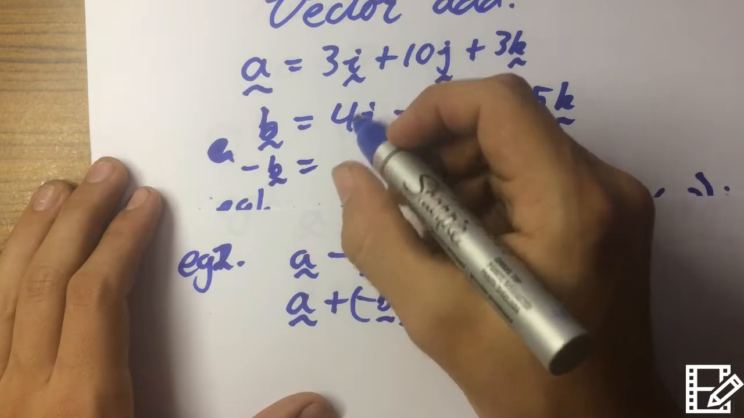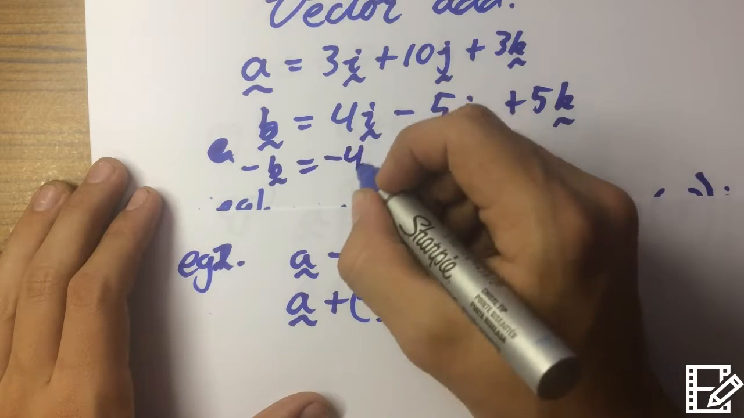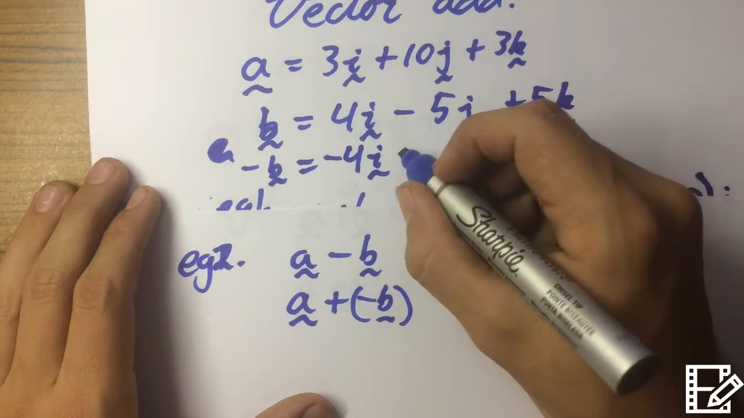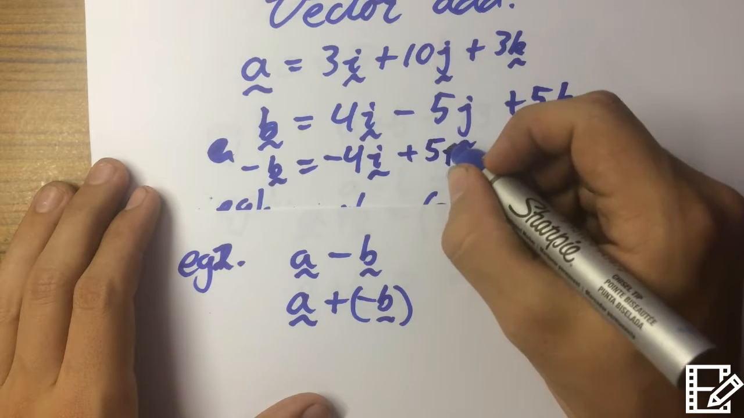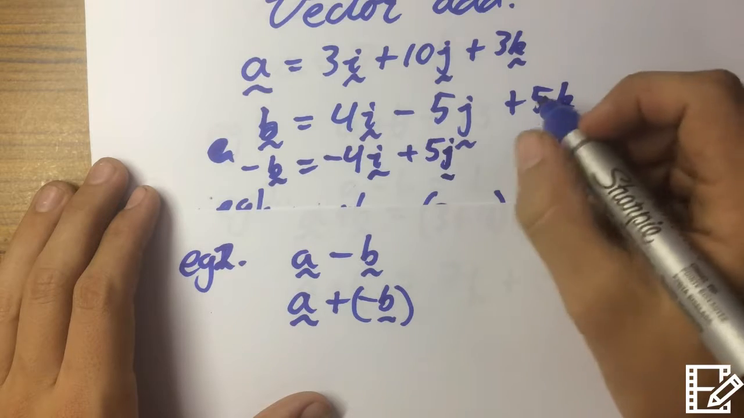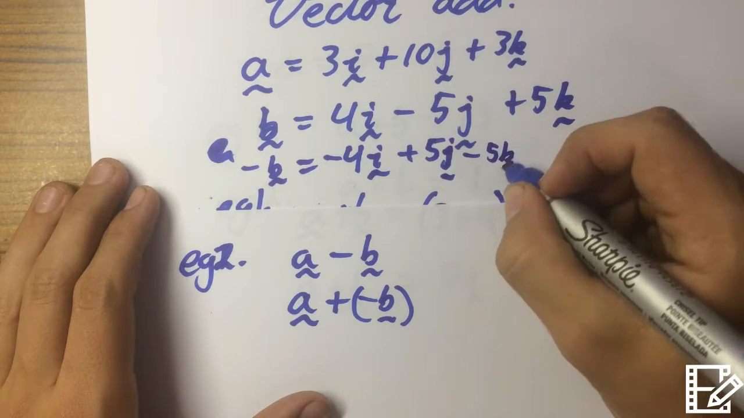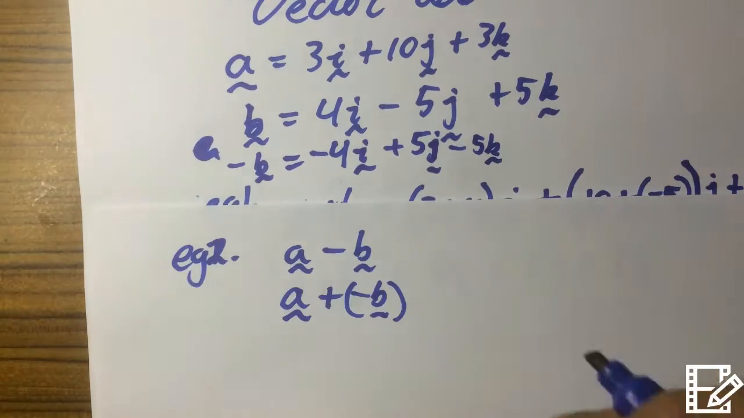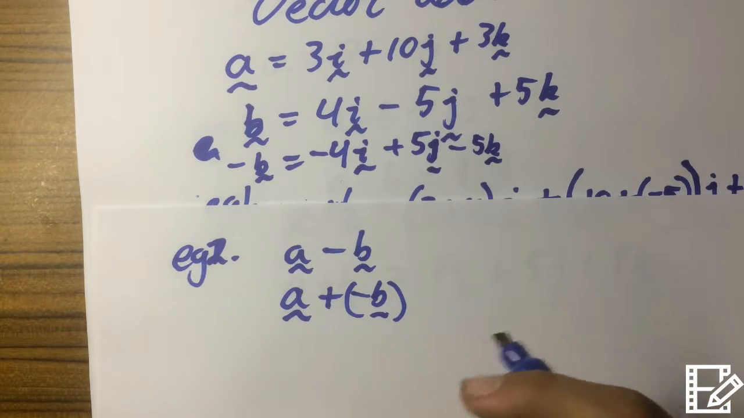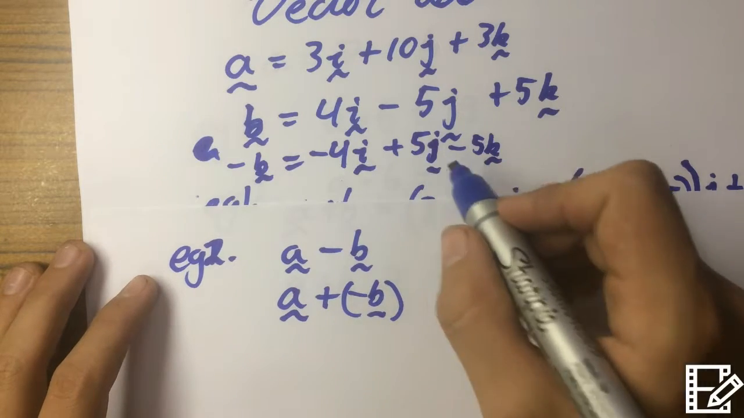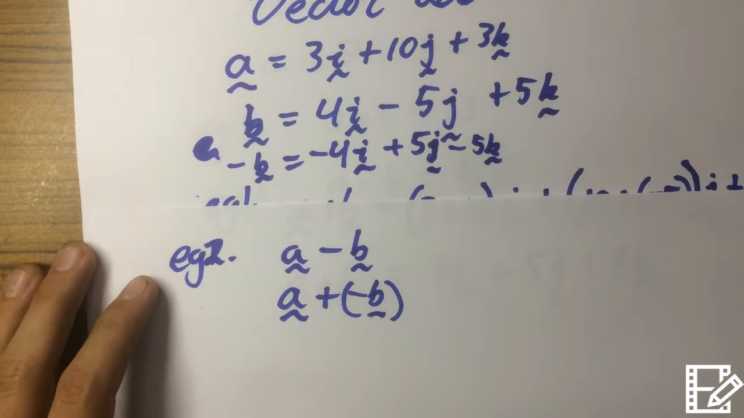So that means the positive 4 will be a negative 4, because now it's going in the other direction. Negative 5, j I mean, will become positive 5. And this last one over here, positive 5 will be negative 5k. So everything is switched to its opposite. So this is our negative B vector, negative 4i plus 5j minus 5k.